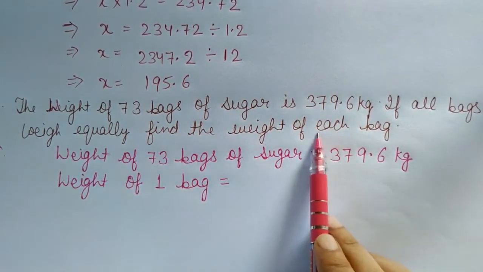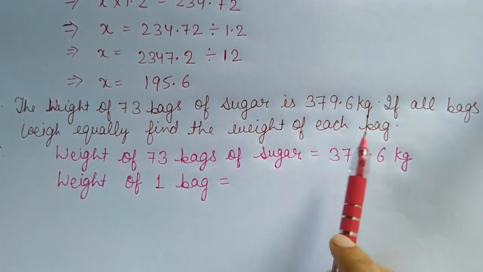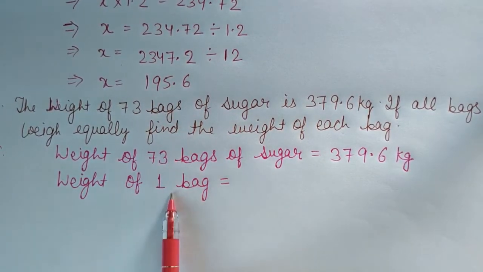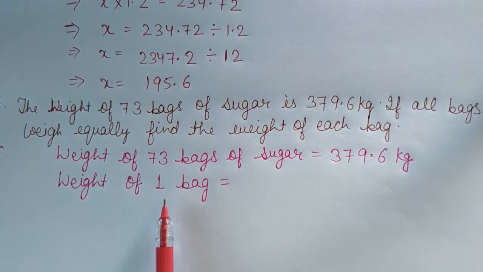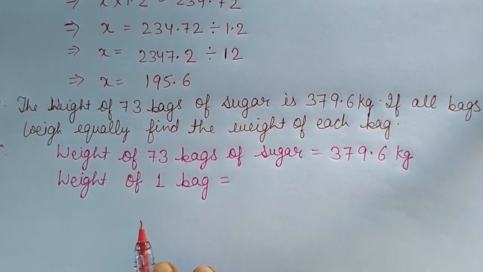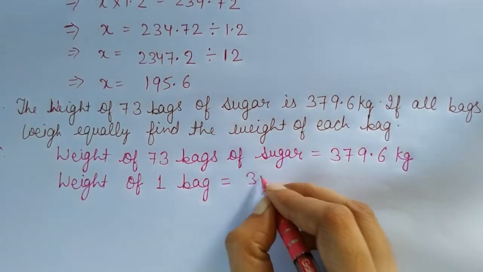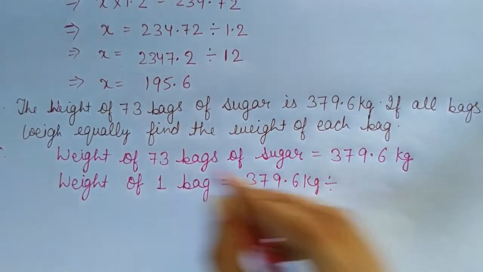I told you the meaning of this word each yesterday also. Each can be described as 1. So if we are given the weight of 73 bags, we have to find the weight of one bag. I told you, if we are given the cost or weight of many items and we have to find the weight or cost of one item, we will divide. So here we will divide this 379.6 kg by this 73.